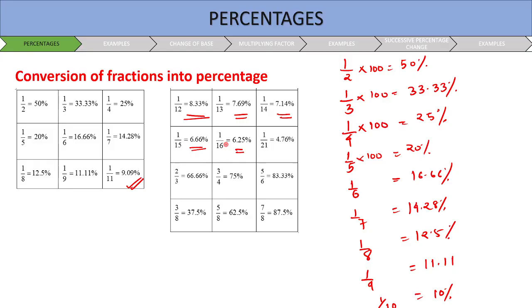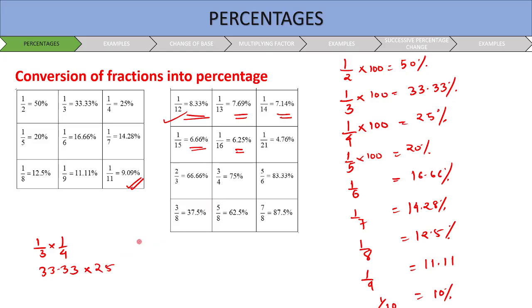But if you ask me, how can I calculate for values like 1 by 12? It is such a big number, and in the exam, if I do that, I will waste my time. So what can you do? You can consider 1 by 3 and 1 by 4 as 1 by 12. 1 by 3 you know is 33.33, and 1 by 4 you know is 25. So then you can multiply and get the value for that.